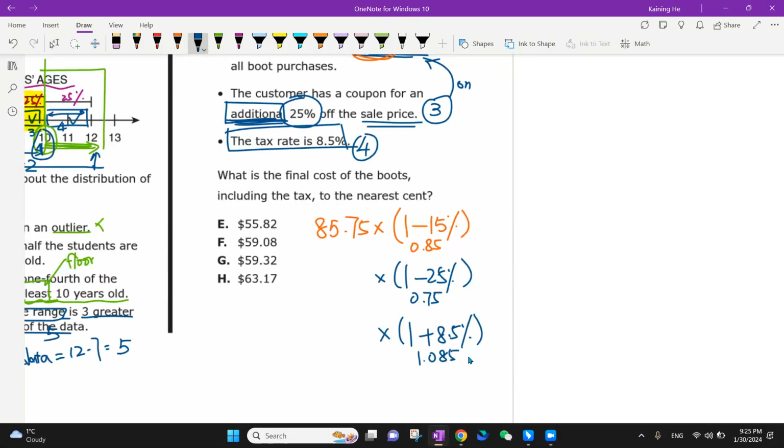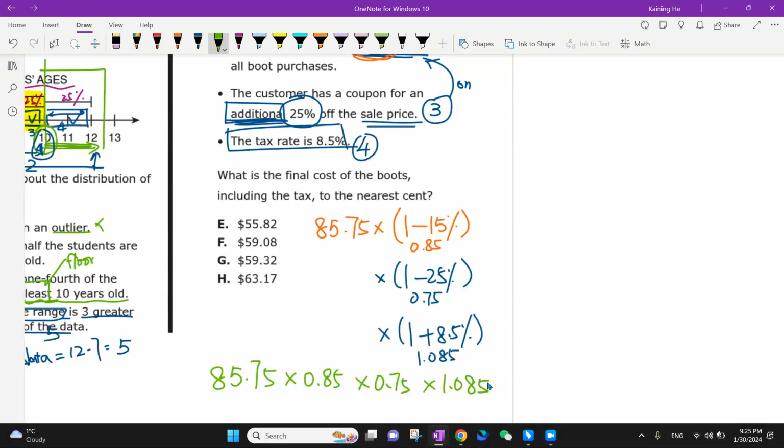Be careful with the percentage. We're moving 2 decimals away. So I have a 1.085. So based on that, let me rewrite this equation. We have 5.75 times 0.85 times 0.75 and times 1.085.